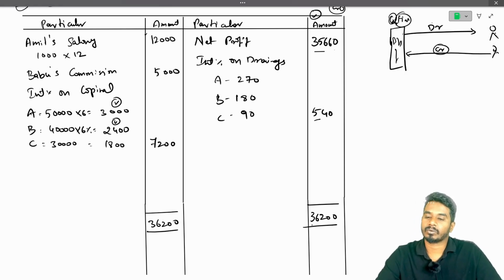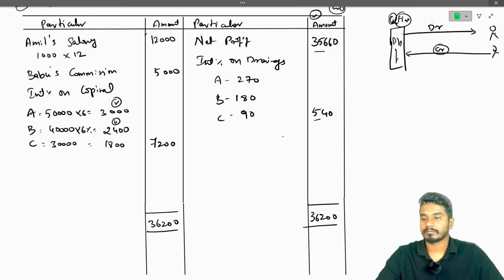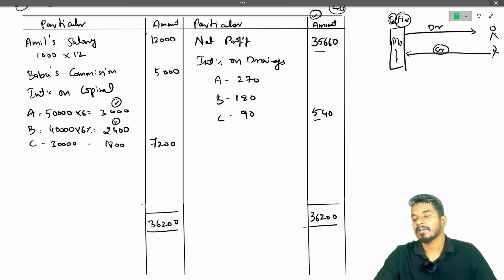Out of this total, we need to minus expenses. This is your income, so total income. So net profit plus whatever interest on drawings is there, that is the total income. Out of this income, we need to minus the expenses and the remaining, whatever will be there, we need to divide among the partners. So let us minus it. 36,200 minus 12,000 and 5,000 and 7,200. If you minus three things, we will have 12,000 rupees profit. So this profit we need to divide among the partners.